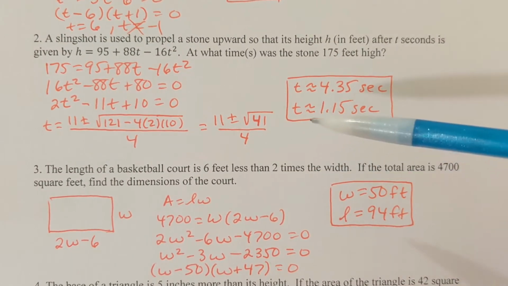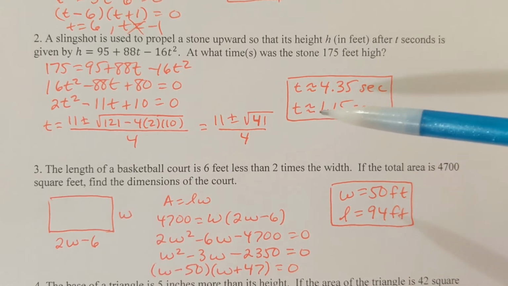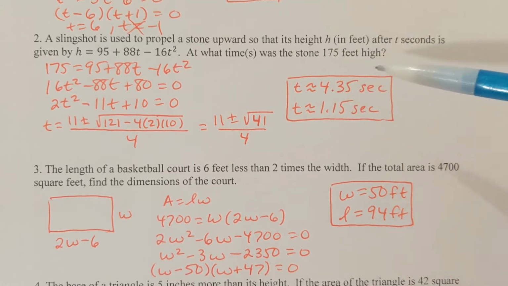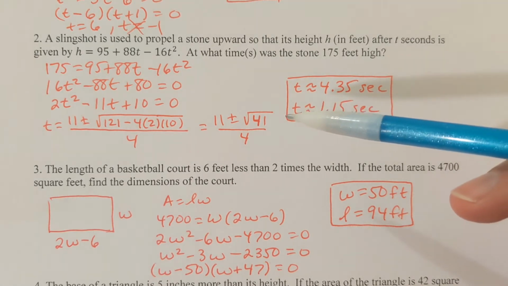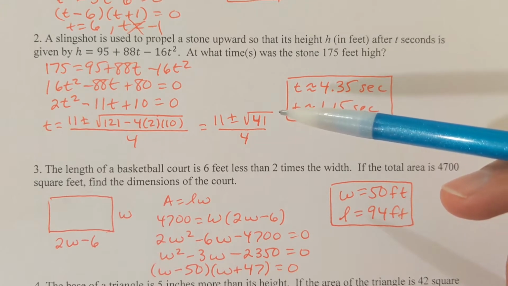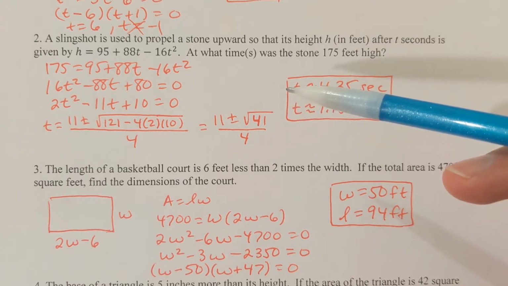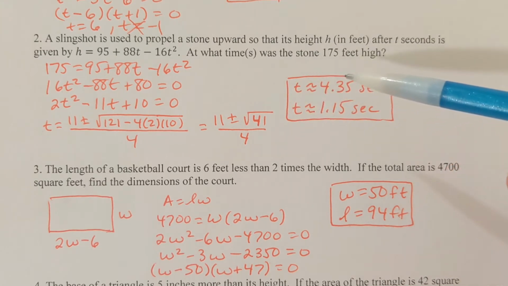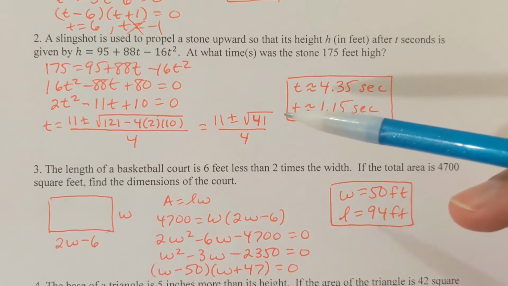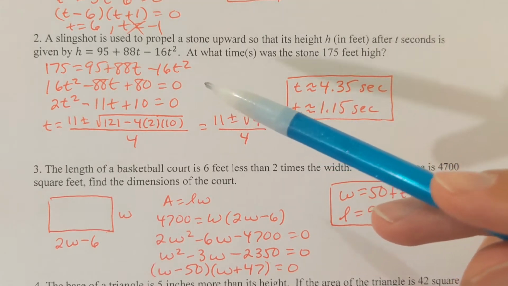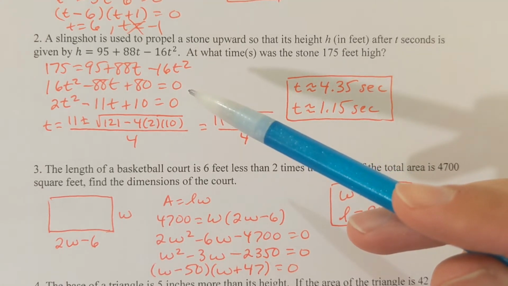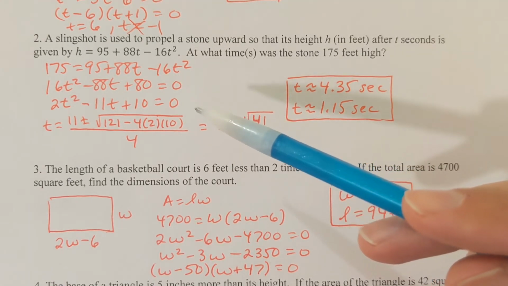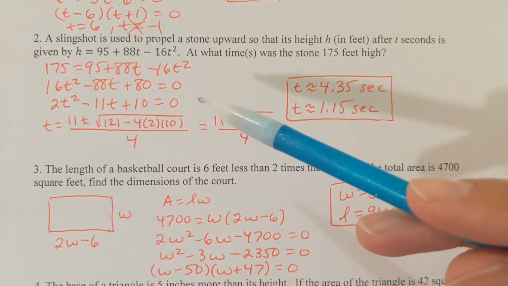Okay, problem 2. A slingshot is used to propel a stone upward so that the height in feet after t seconds is given by h equals 95 plus 88t minus 16t squared. At what time was the stone 175 feet high? Okay, so I'd set the height equal to 175 feet, and I want to find the time at which it was 175 feet in the air.